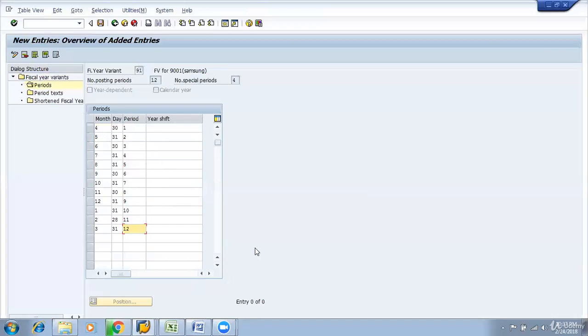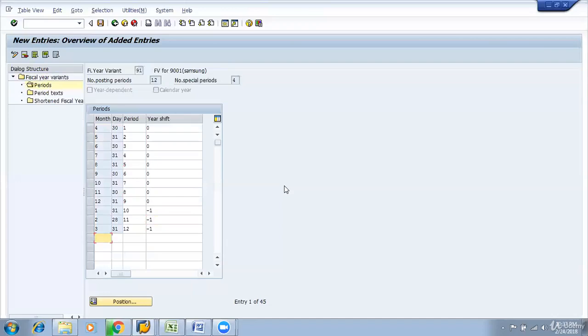So you must be wondering, what does year shift do? I did not use it in any of the entries above, but I'll be using it for January, February, and March. Look here, I use -1 and -1. Now, what does this -1 convey, or what is the significance of this year shift?